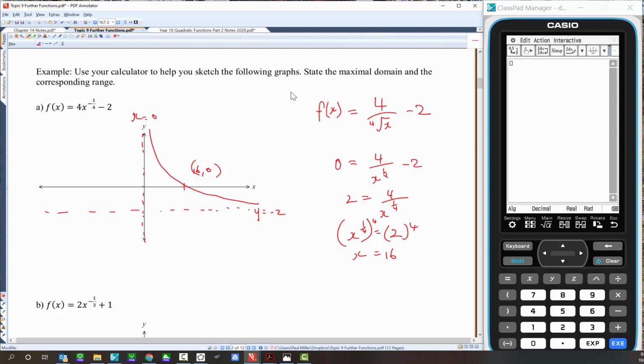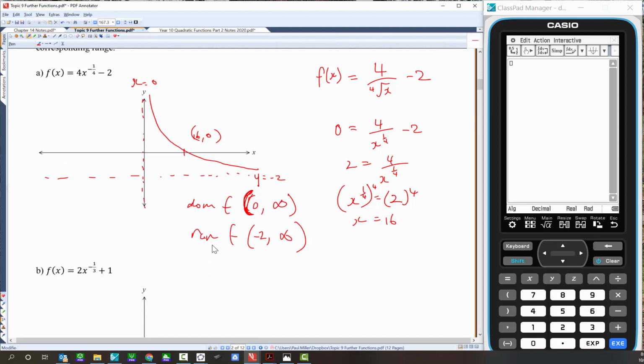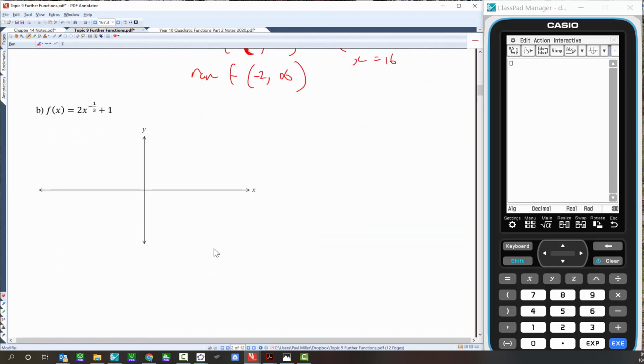So no real need for the calculator on that. State the maximal domain. The domain of the function is 0. Whoops, can we include 0? No, we can't, because we can't divide by 0 there. So 0 to positive infinity. The range of the function is going to be negative 2, but it's asymptotic there, all the way to positive infinity. So we didn't need a calculator for that one.